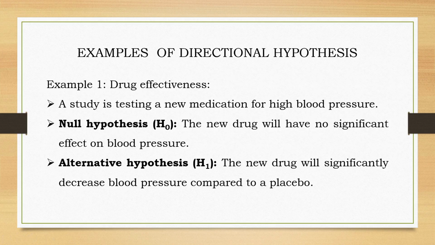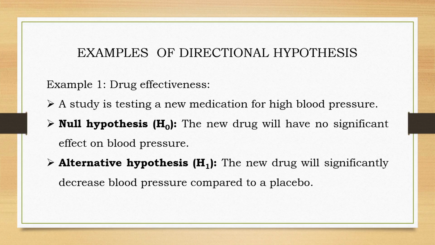We have an example for directional hypothesis about drug effectiveness. A study is testing a new medication for high blood pressure. The null hypothesis states that the new drug will have no significant effect on blood pressure, which means that whether you use the placebo or the new drug, the effect on the blood pressure will remain the same.